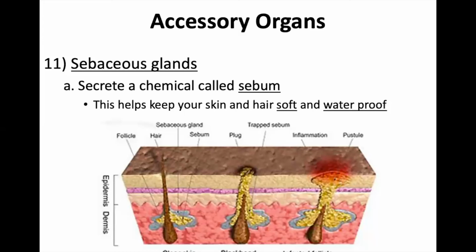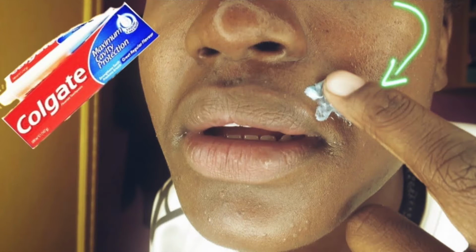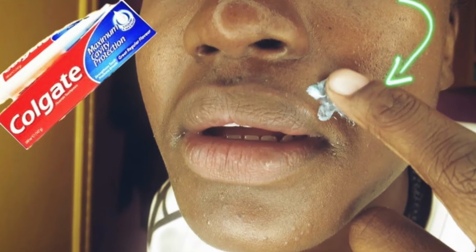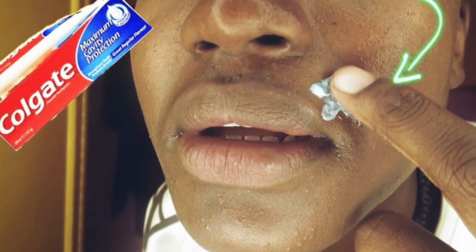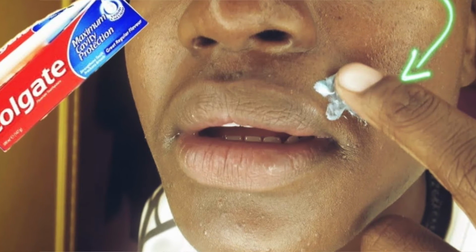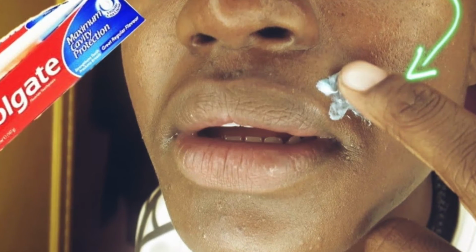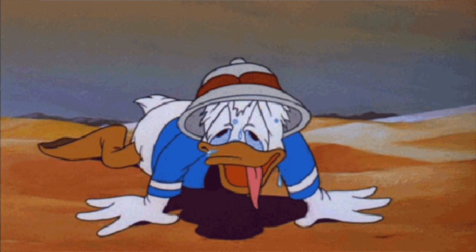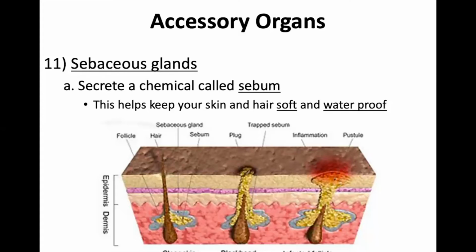Right? What you want to do is take a little toothpaste, dab it onto the pimple, and it has to be the white toothpaste, not that gel stuff. As the white toothpaste starts to dry, it draws moisture out of the pimple and kills the bacteria. So it's actually a really inexpensive skin treatment. I do suggest it. It does work.